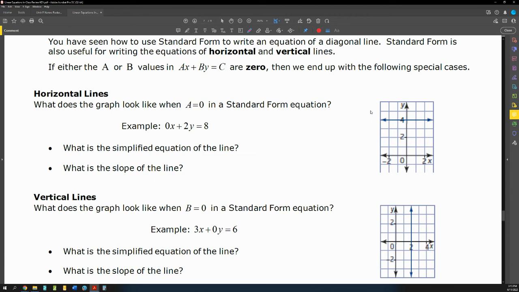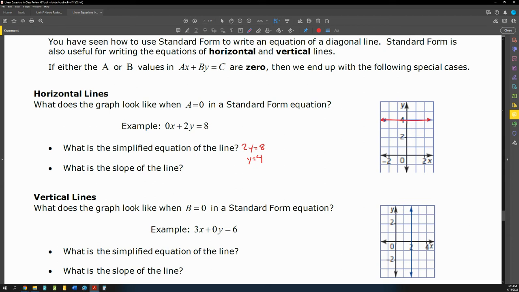If we simplify this equation, cancel out that x term, we get 2y equals 8 or y equals 4, dividing both sides by 2. So the equation is y equals 4. We can see the graph over here. We've got y equals 4, which is completely horizontal.